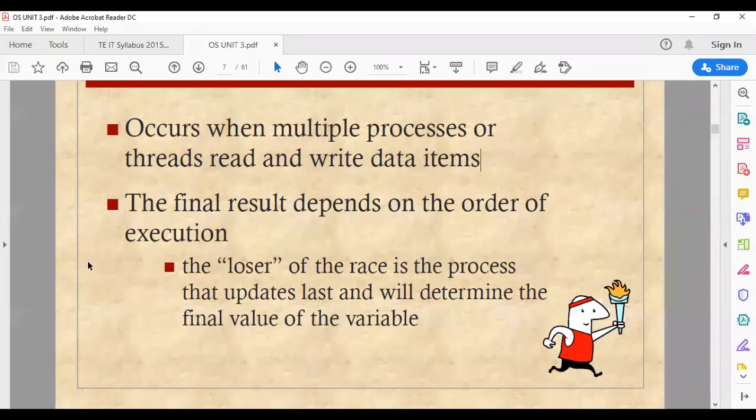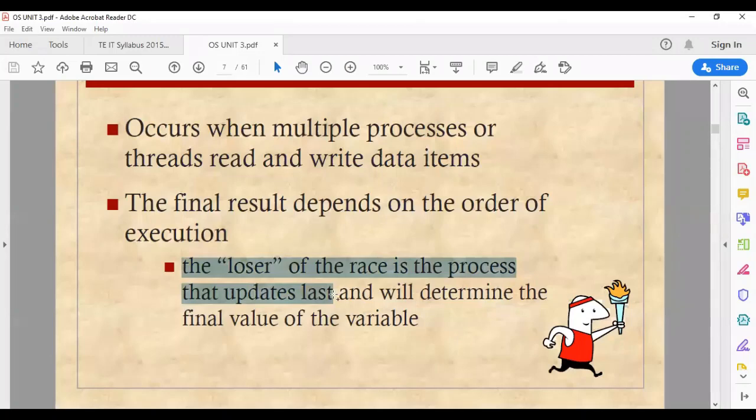So here they have given what? The loser of the race is the process that updates last. It means the last process will update the value. It may be the right data, so it will update the value. So who gets the last chance? So here is the race condition.